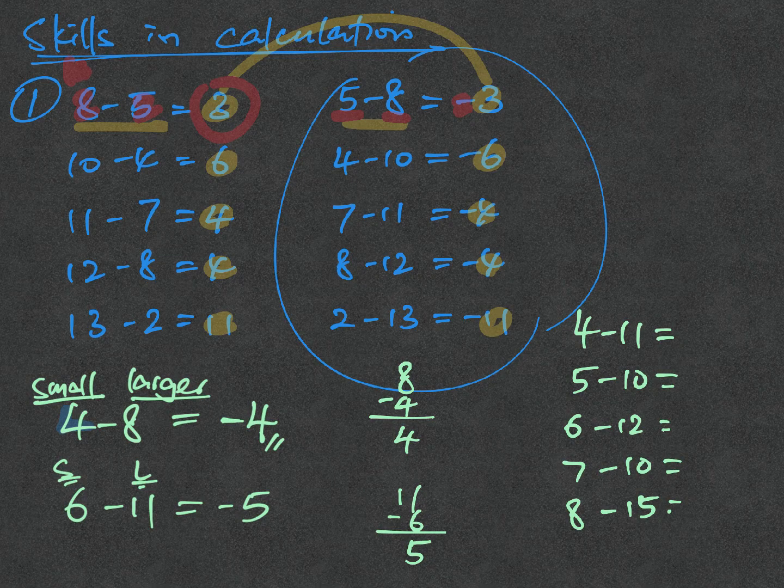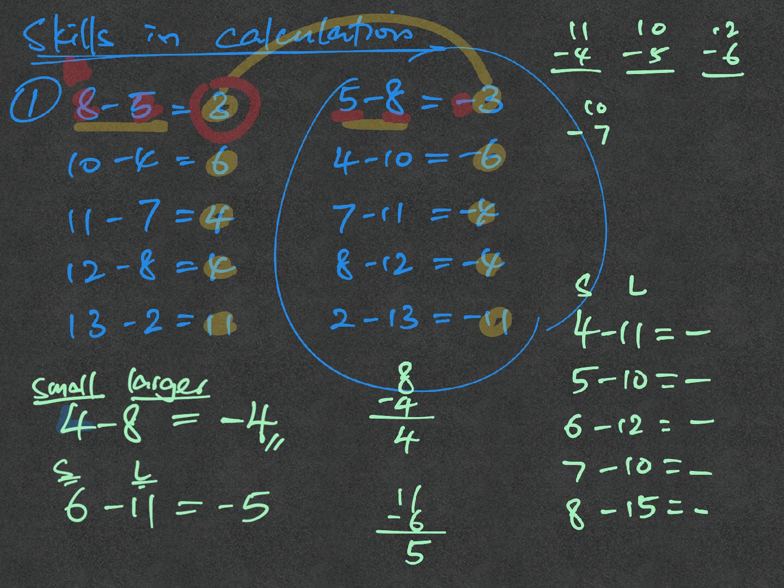Time's up. So now we come to the calculation. You remember that all of them will be using a smaller number minus a larger number. So that's why all of them will give you a negative number. Next, you should be doing 11 minus 4, 10 minus 5, 12 minus 6, 10 minus 7, and lastly 15 minus 8. And then if you complete all the answers, you should have negative 7, negative 5, negative 6, negative 3, and finally negative 7. This is rule number 1.